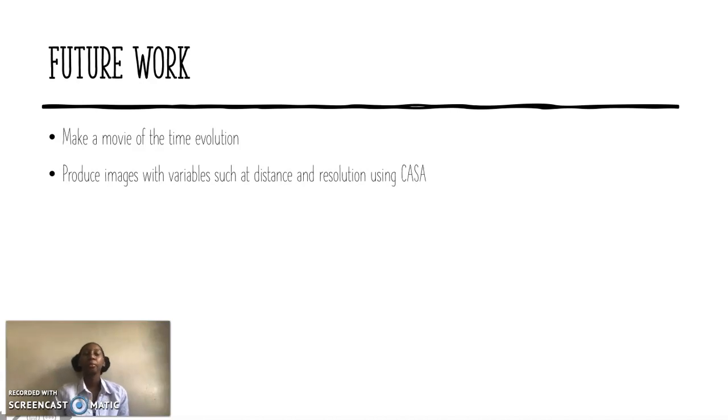Future work includes making a movie of the time evolution of the dust emission. Many factors, distance from Earth and telescope resolution, impact what we physically observe. The final steps in this research include incorporating those variables and applying the simulation tools in a CASA, Common Astronomy Software Application. Toward this goal, images at wavelengths relevant to ALMA, JWST, and the Very Large Telescope will be produced.